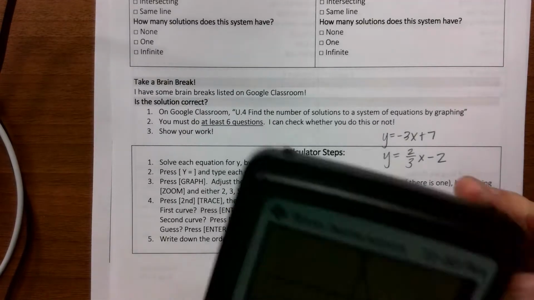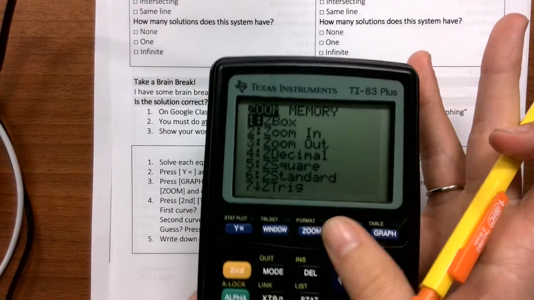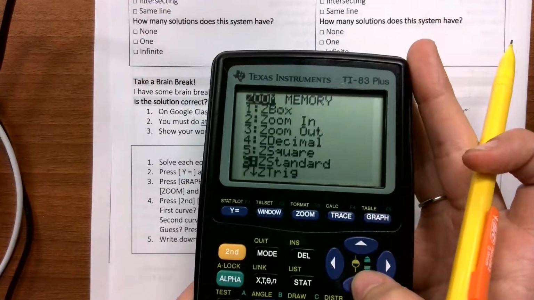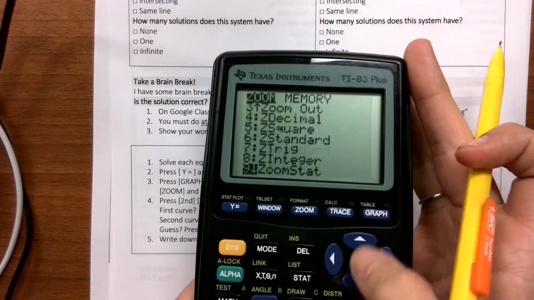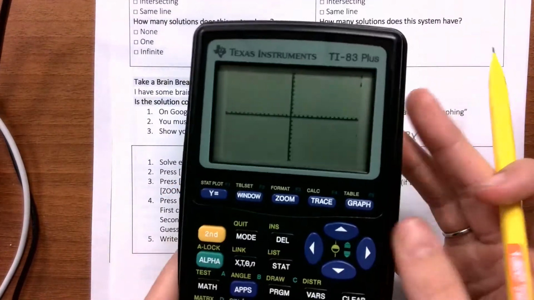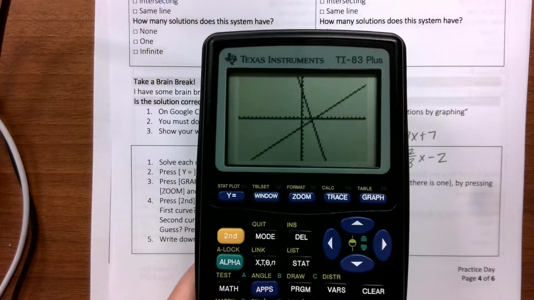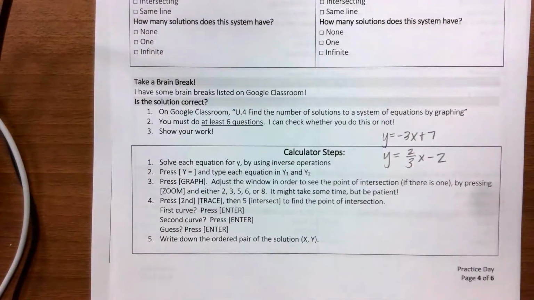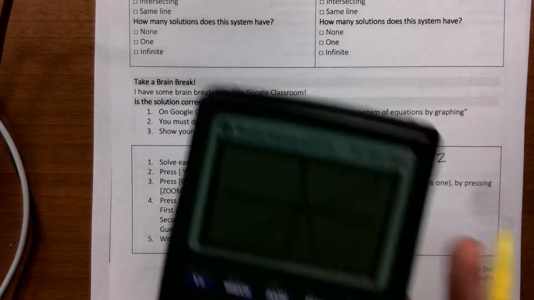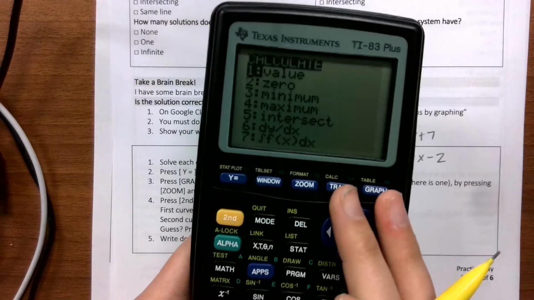Now this is what we did when you guys were not here if you were on the art field trip, but you got to push this zoom button. Maybe you have to play with this a little bit. Maybe you have to zoom in, maybe you have to zoom out, maybe you have to use the standard, or I also like the square one. You can just push 5. As long as you can see the point of intersection, that's what you guys are going to need to see. Now to calculate the point of intersection, you're going to push second and then trace. That means calculate.